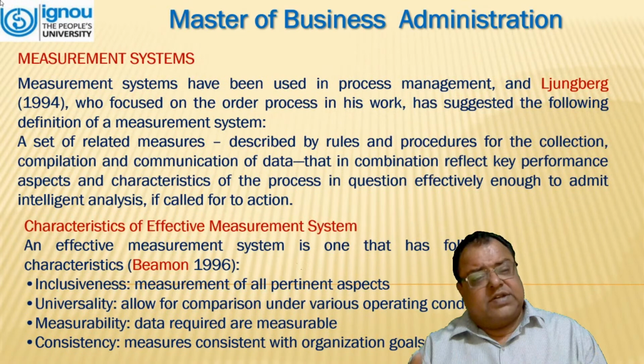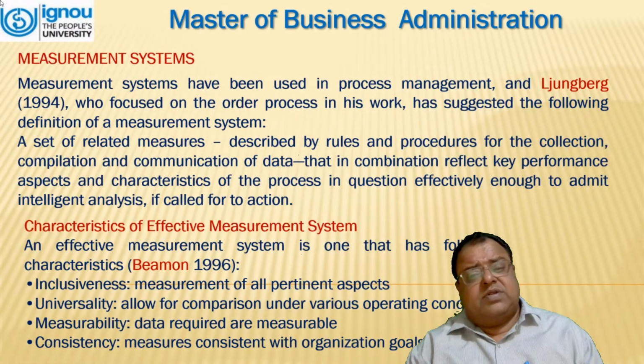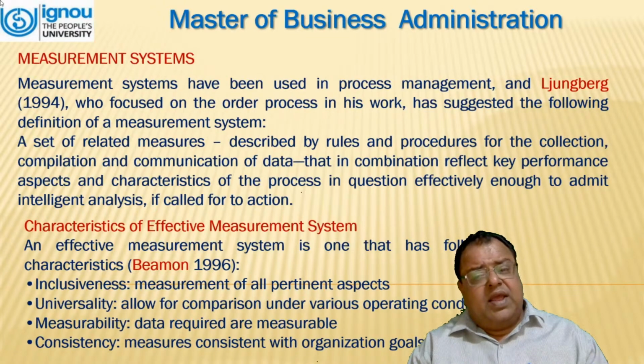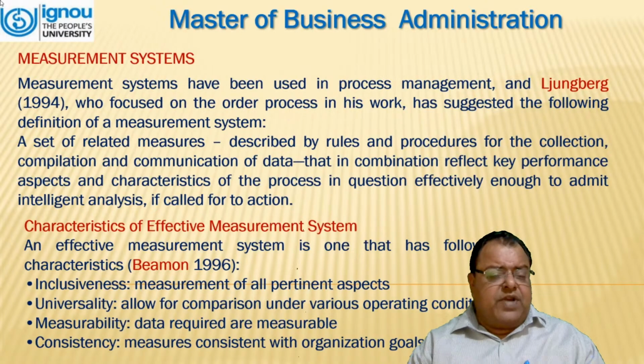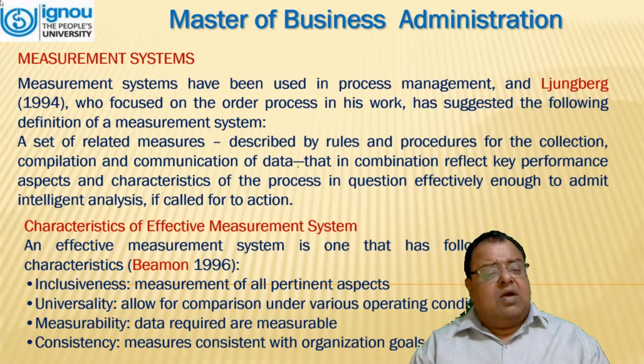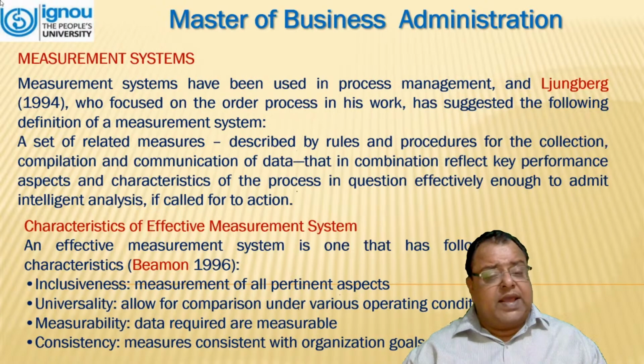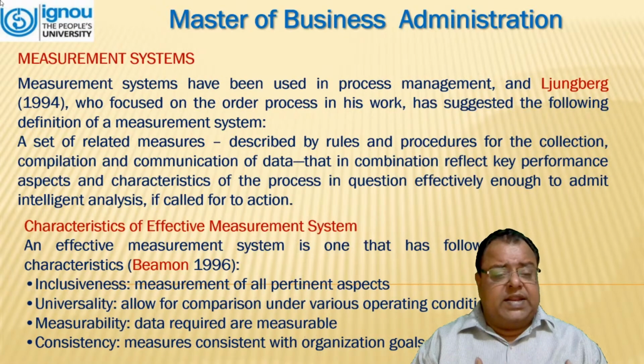What does a measurement system consist of? Measurement systems have been used in process management, and Bloomberg, who focused on the audit process, has suggested the following definition of a measurement system: a set of related measures described by rules and procedures for the collection, compilation, and communication of data that in combination reflects key performance aspects and characteristics of the process in question effectively enough to admit intelligent analysis and call for action.